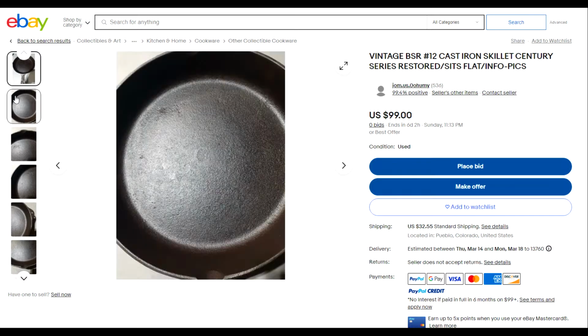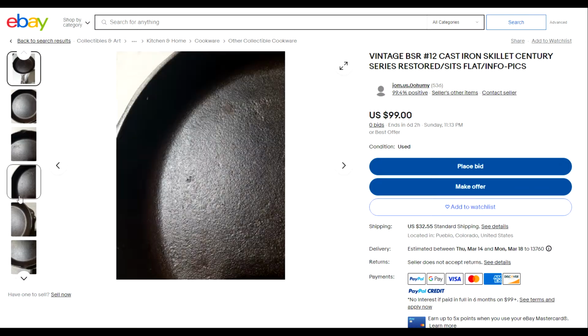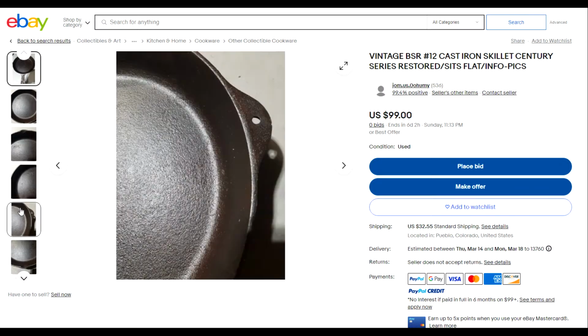Let's see if we have any, well, there's a little bit of pitting on the surface as well. Yeah, it seems pretty rough. I would guess that this thing was actually in pretty rough condition when this guy found it and restored it.